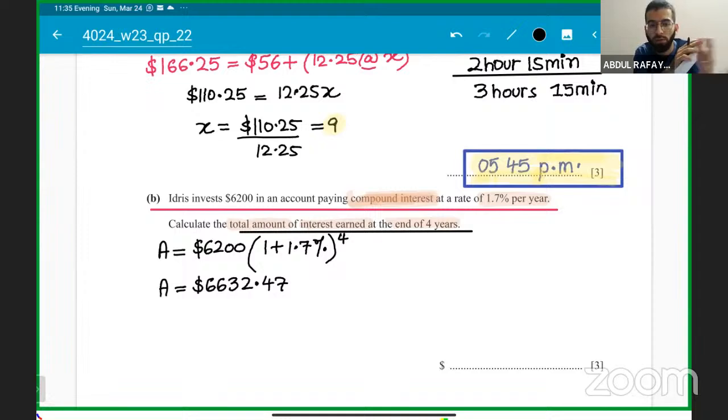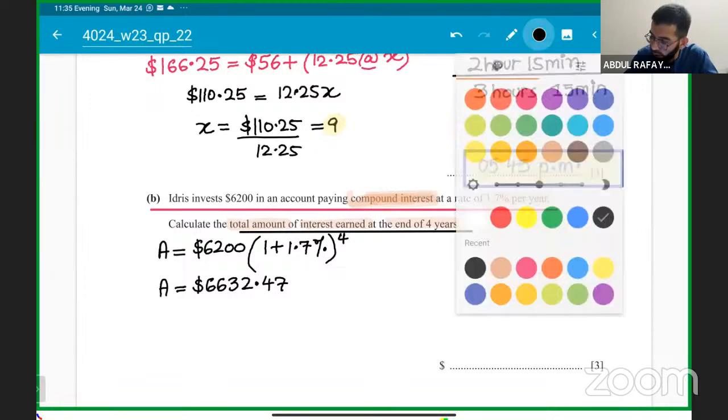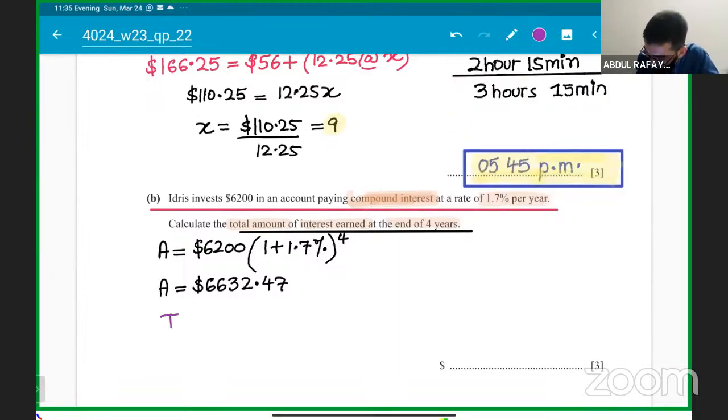Okay, 6,632.47 represents basically the principal and the interest as well, sir. So make sure you follow very carefully, sir. The interest will be 2 marks, so you will get 2 marks up till there, students. But the next mark will be coming when you are going to subtract this amount by the principal amount to get the total amount of the interest, sir.